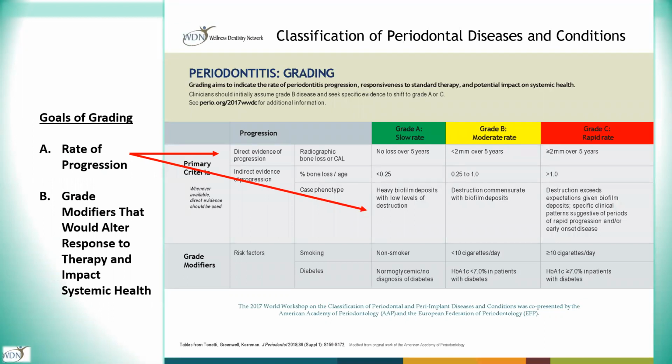So in the rate of progression, we need direct evidence. We need direct radiographic evidence. And we'll talk about that as we go along a little bit further, because I'll show you what I have on this patient. We also want to look at the biofilm, and we've already suggested that there's not heavy biofilm deposits. The destruction could be commensurate with biofilm, and I don't see heavy destruction with low biofilm. So we need to think that it's probably grade B.